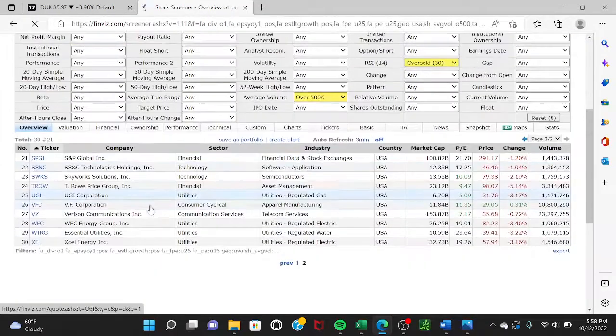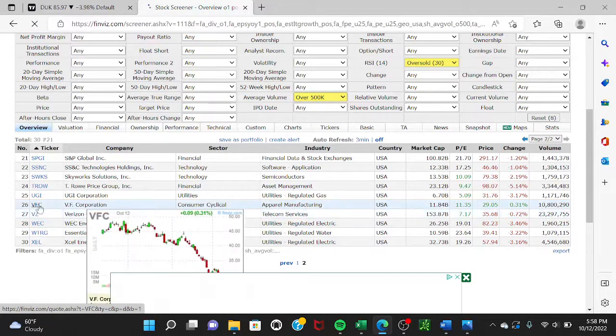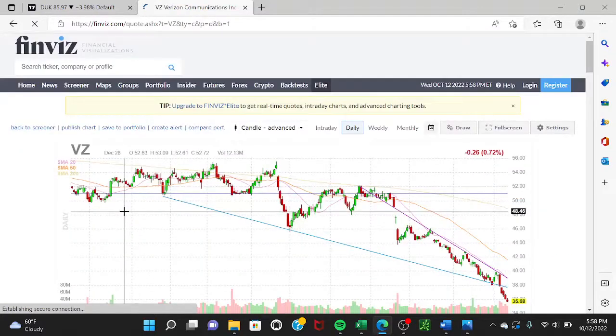Not to say some of the other ones aren't buys, but when you have a lot of stuff on the scanner, you just go towards quality, and this is the quality that's in my universe here. There's VFC, that's not in my universe, but you know we're buying that. I bought that today in the main account, but I wouldn't be a long-term investor in it. It just didn't make the cut.